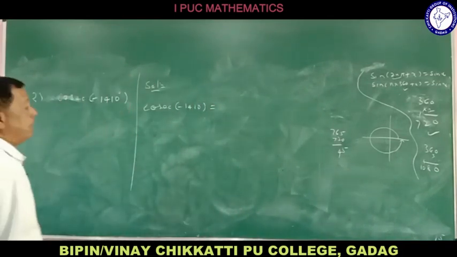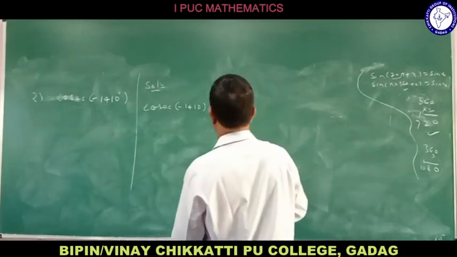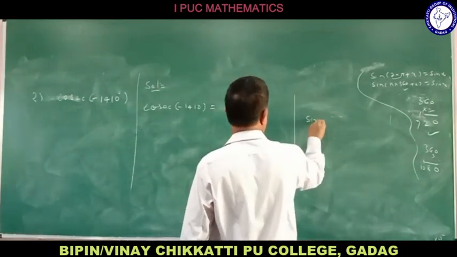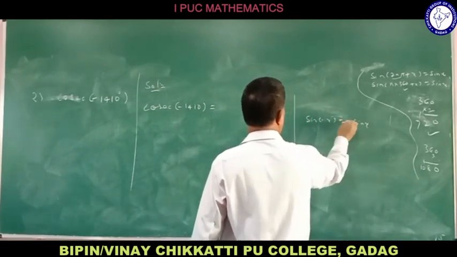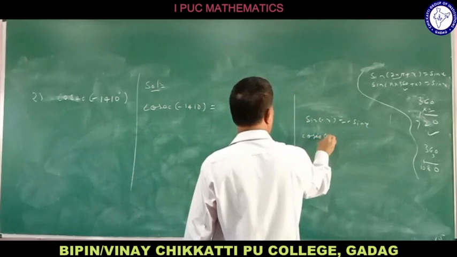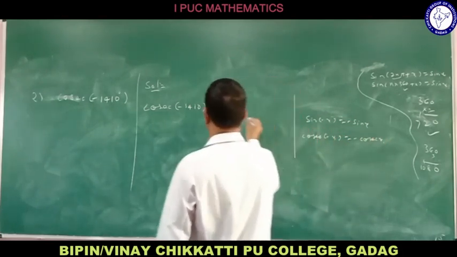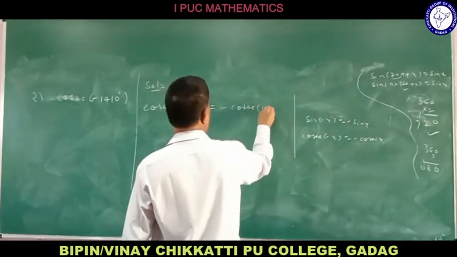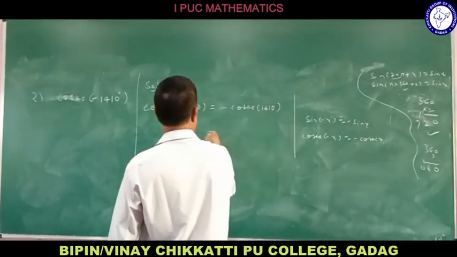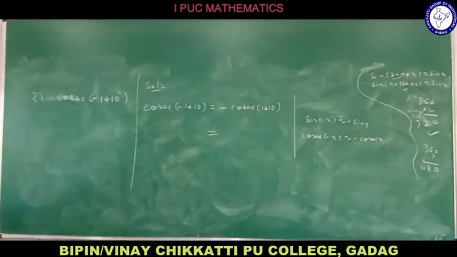So what is the identity that I am using here? You try to understand that sine of minus x is equal to minus sine x, and similarly cosec of minus x is equal to minus cosec x. So this is minus cosec of 1410. First you have to take the minus outside, then only you can go for writing the result.